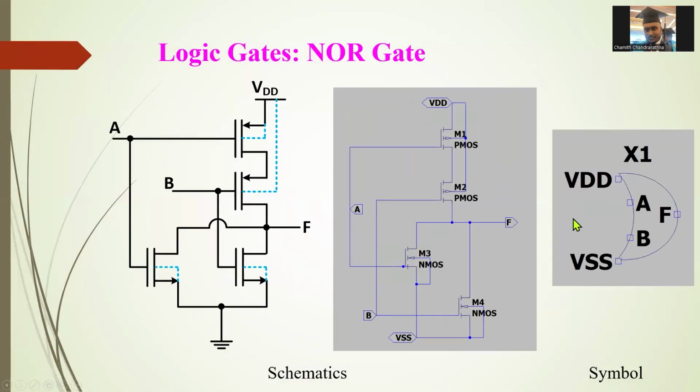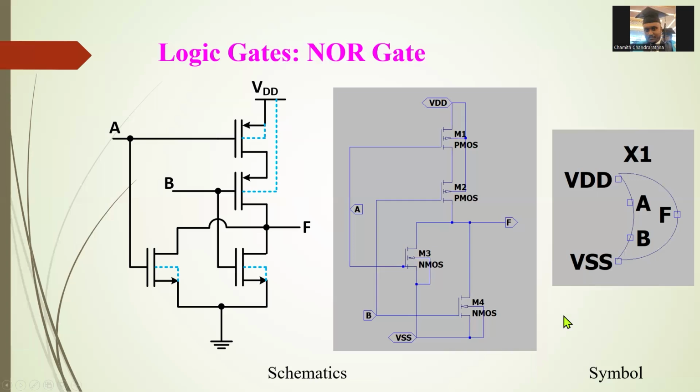Third one is the NOR gate, similar to the inverter and the NAND gate. So this is the NOR gate. The NOR gate has 2 PMOS connected in series, then the 2 NMOS should be connected in parallel. These are the schematic and symbol respectively I have designed using LTSpice.